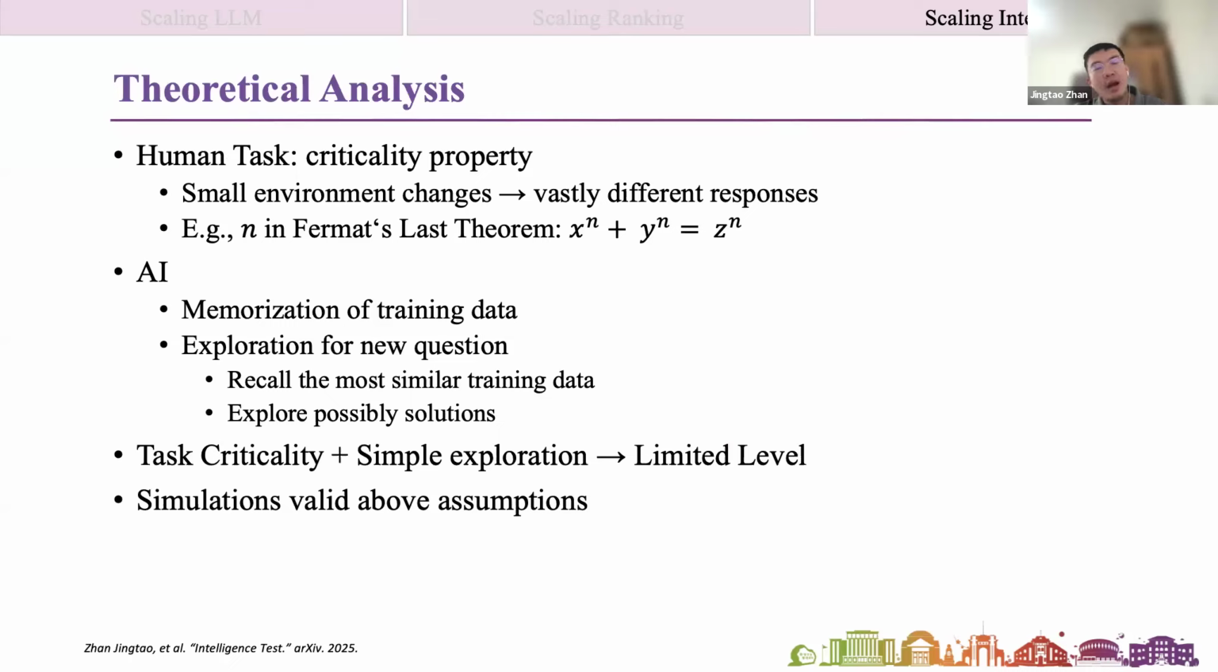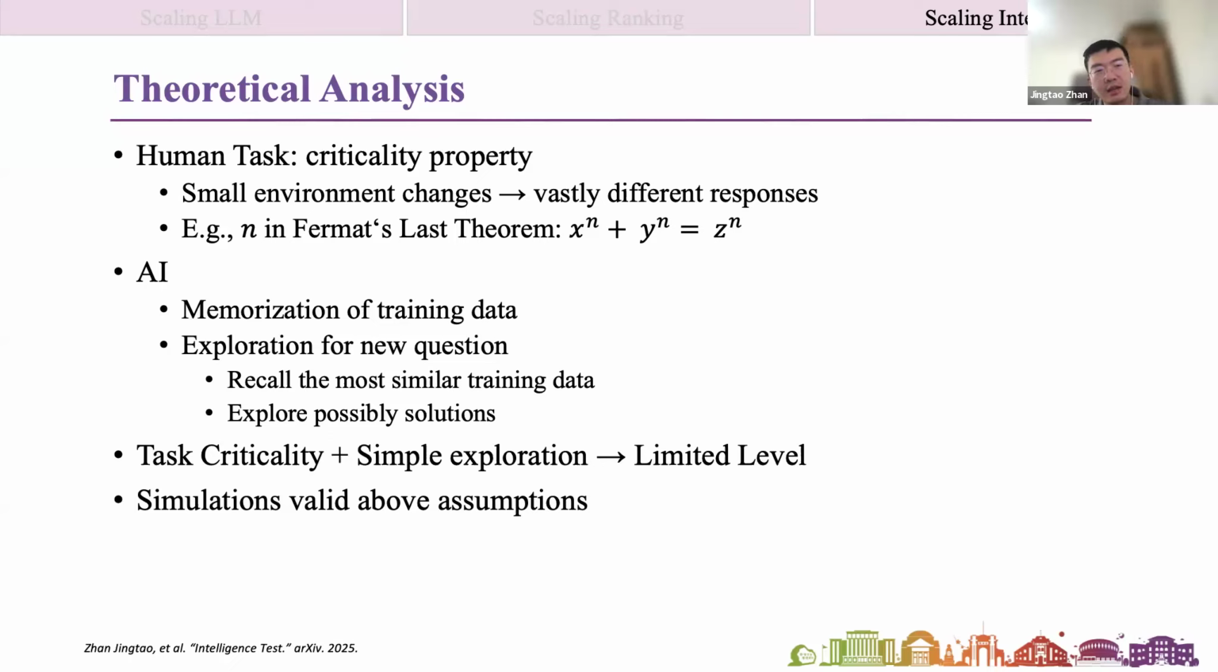And why is it so hard for the existing AI technology to reach an autonomous level? Why do they exhibit a power law relationship on our failure count distribution? Actually, we have some theoretical analysis. Human tasks are not that simple. They show a critical property. It means that if the environment changes a little bit, it requires vastly different responses. It does not show a continuous function as we assume in deep learning.